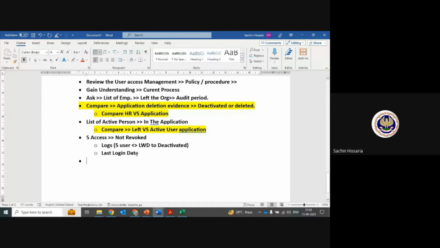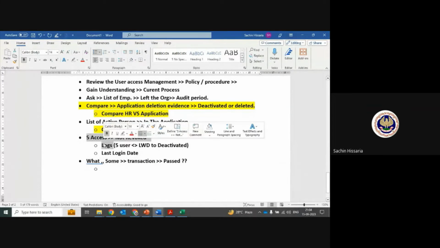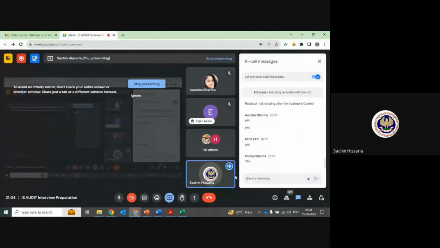Now suppose you have said that you will do this. Now a further question will come. The interviewer will ask, what will you do if there are some transactions passed using that ID? What are the risks here? So guys, can you please help me with the risk as an auditor? What risk do you see here? When an employee has left the organization, their account is still active and some transaction was passed. This is the question the interviewer has asked you. What will you tell? What is the risk here?